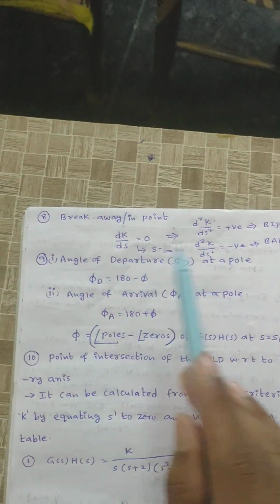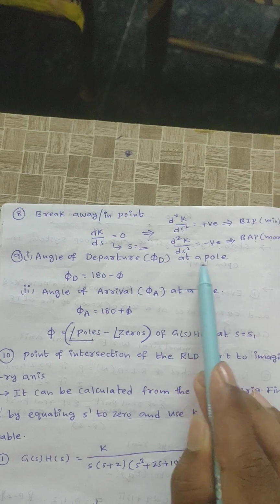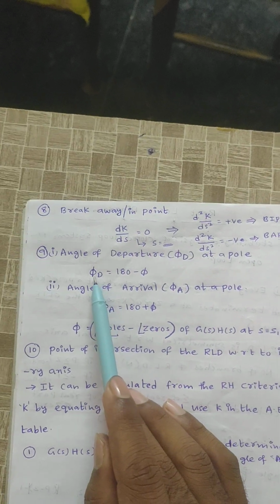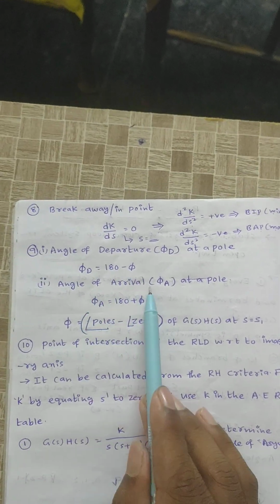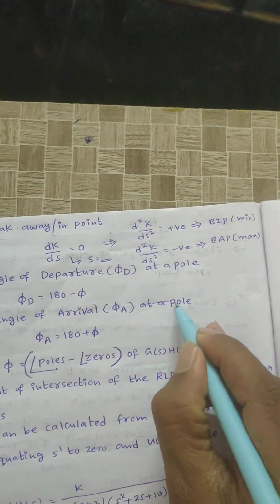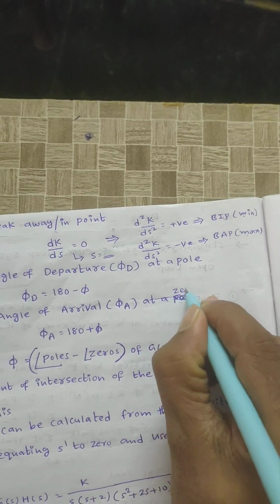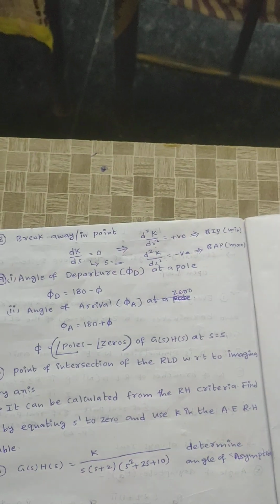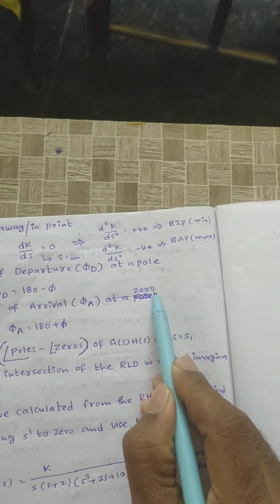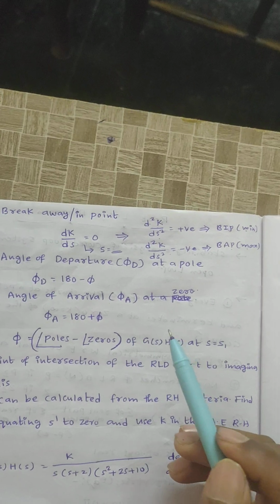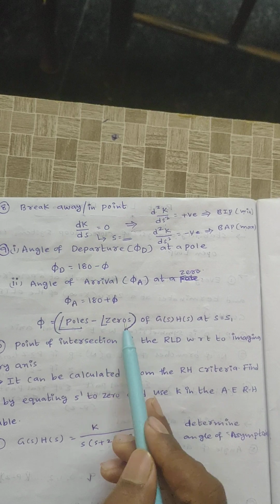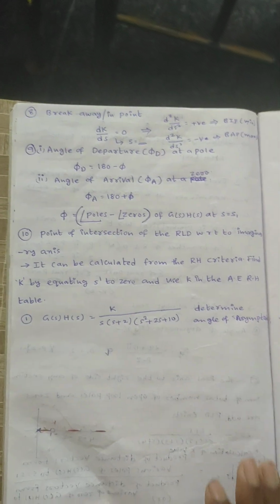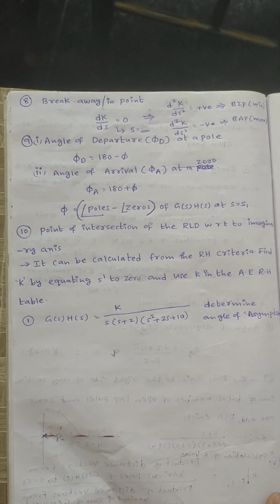Next, angle of departure. The angle of departure is calculated at a pole. That formula will be phi d equals 180 minus phi. Angle of arrival is calculated at a zero, this is not a pole, it is a zero. If in the given G(s)H(s) the numerator power is more, then we need to calculate the angle of arrival. Here the phi value is calculated using this formula: sum of poles minus sum of zeros of G(s)H(s) at s equals s1.